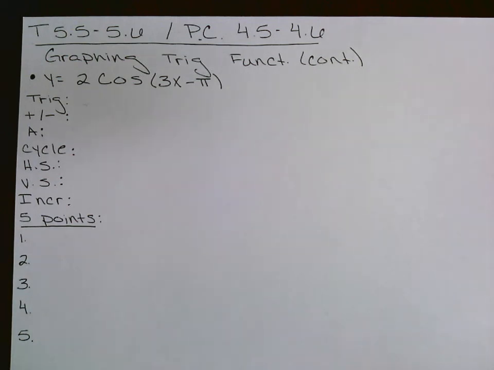Alright guys, so this is a continuation from the last few videos. We are graphing trig functions. If you're in trig, this is from 5.5, and then we'll probably start off 5.6. And if pre-cal, same thing, but for 4.5 and then 4.6. So the function that was given is 2 times cosine of 3x minus pi.